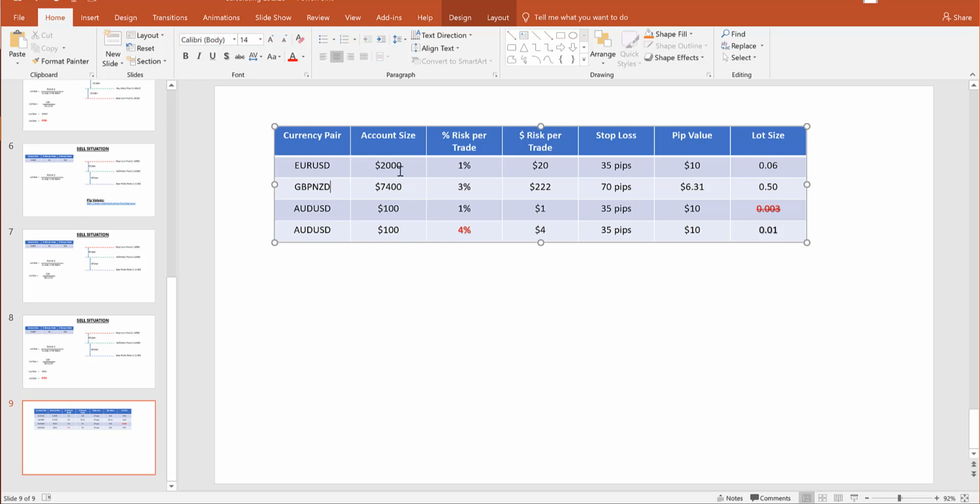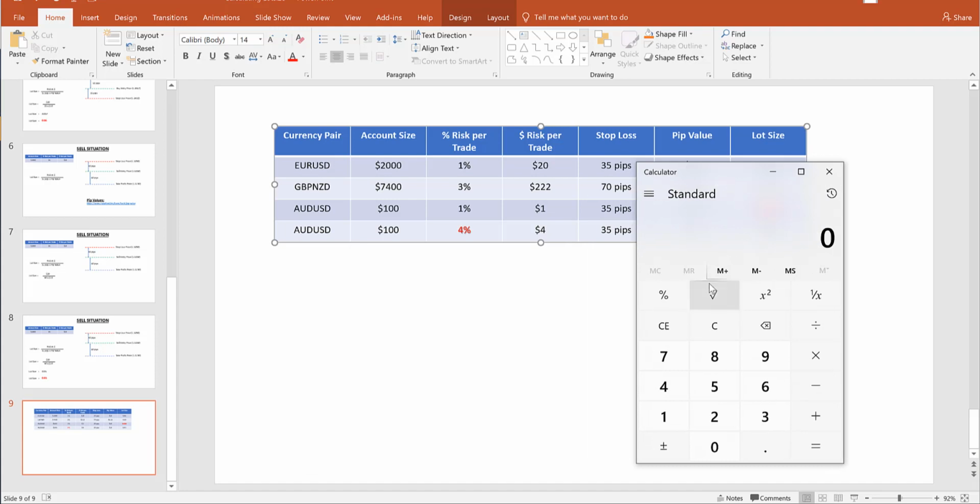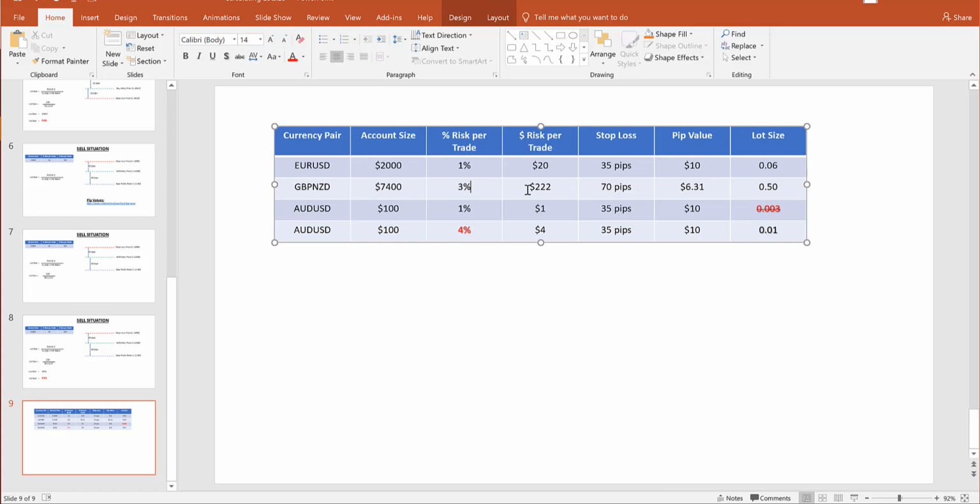If we had an account size of $7,400 and we have a GBP NZD opportunity, and we choose in this case to risk 3% of our account, for whatever reason, that is equivalent to 222. If you take 7400 times 3 divided by 100, that will give us 222. So that's $222 will be the risk in this case.